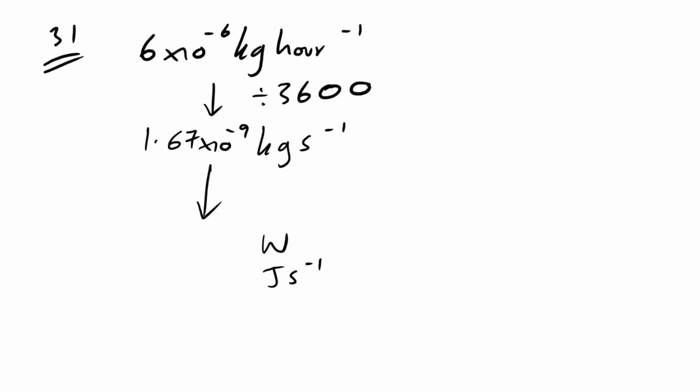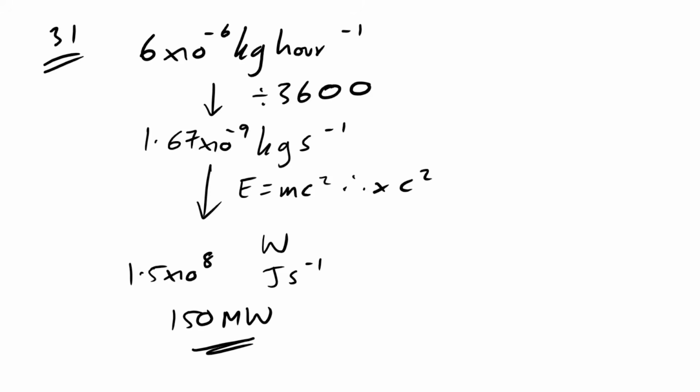And so we know that all of that mass in theory has been turned into energy, so E equals mc squared. And so therefore we need to times by c squared. We have the mass per second, now we want to times by c squared again to get joules per second, energy per second. So times by 9 times 10 to the 16, we end up with 1.5 times 10 to the 8 joules per second. We're looking for megawatts. We know mega is times 10 to the 6, so it's 150 megawatts.